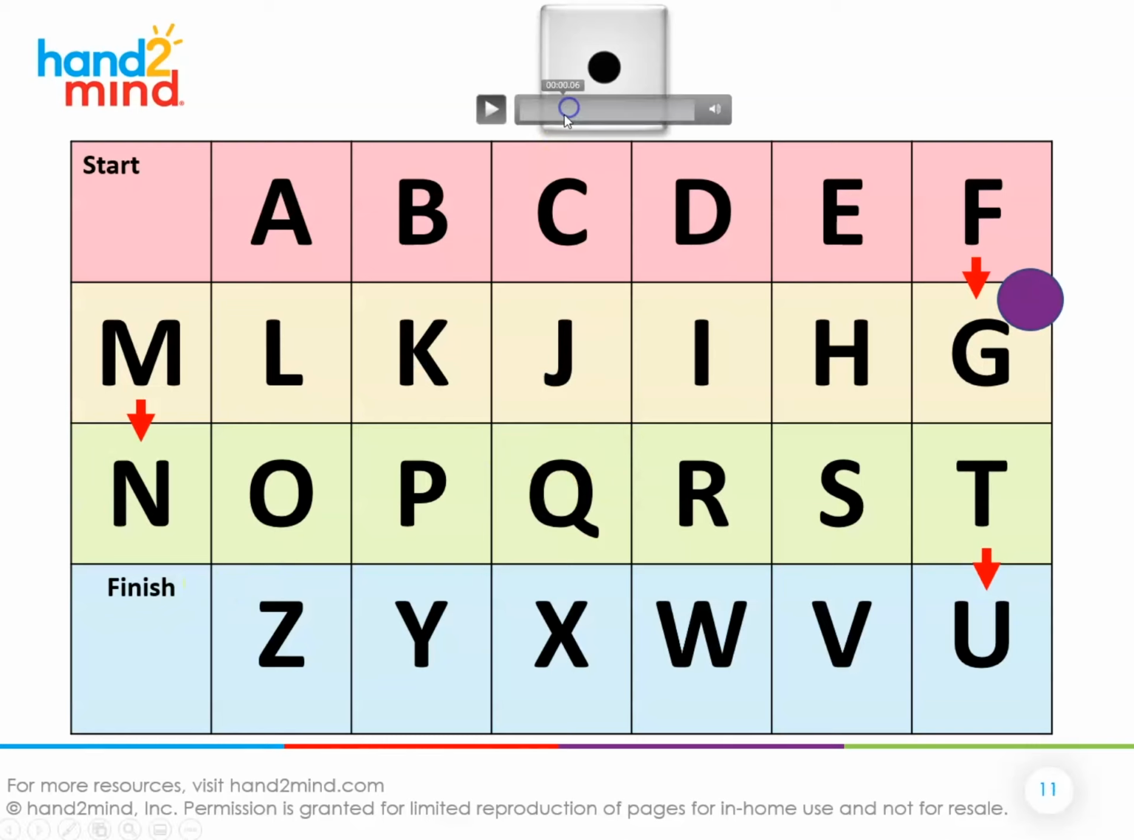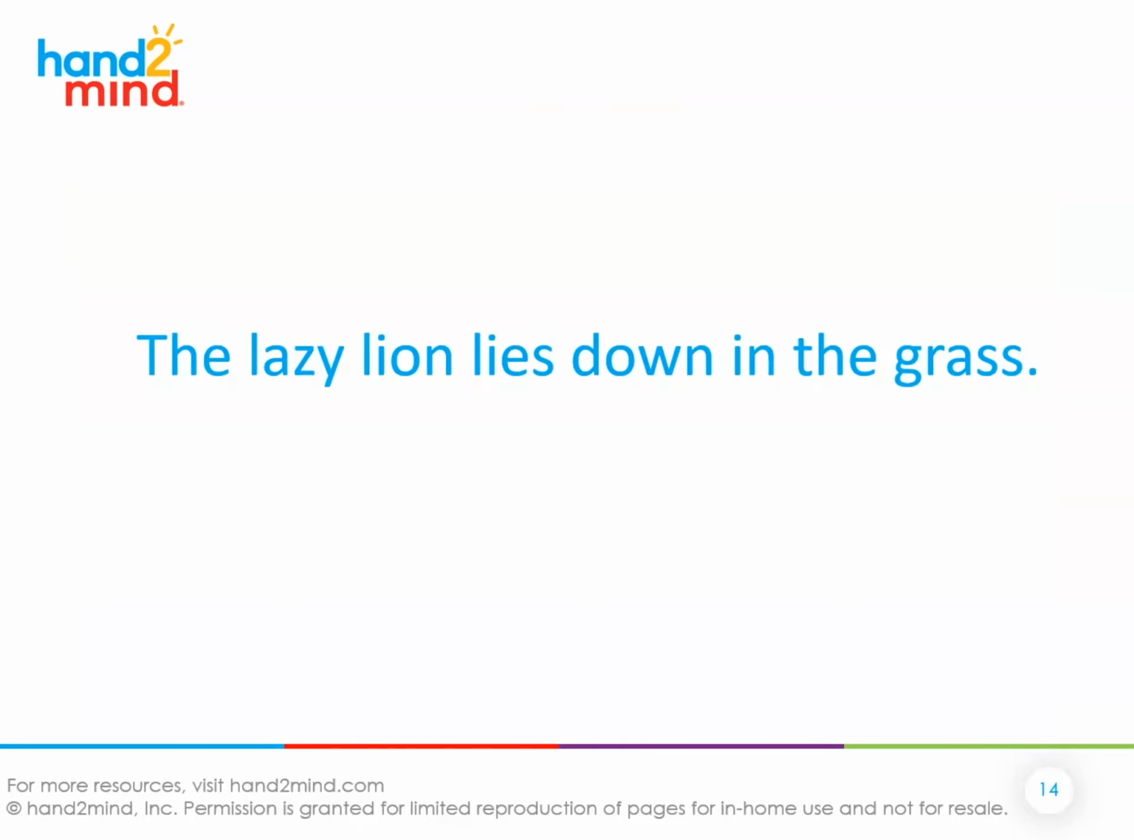Let's roll our die again. We rolled a 5. When I move my game piece 5 spaces, I land on an L. Now, let's think of a phrase or sentence that uses alliteration and the sound of the letter L.